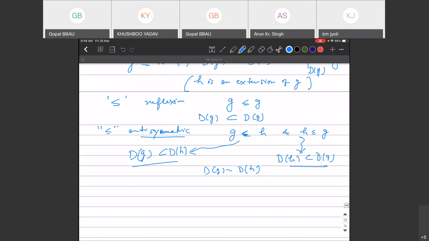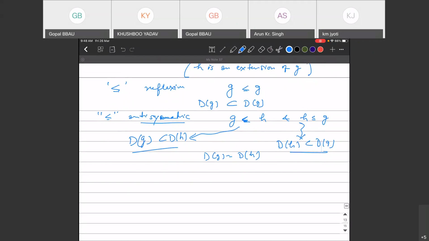Now it is easy to see that it is transitive. G is less than or equal to H, H is less than or equal to K. So this means DG is a subset of DH and DH is a subset of DK. So this means DG is a subset of DK. Any doubt? No, sir.